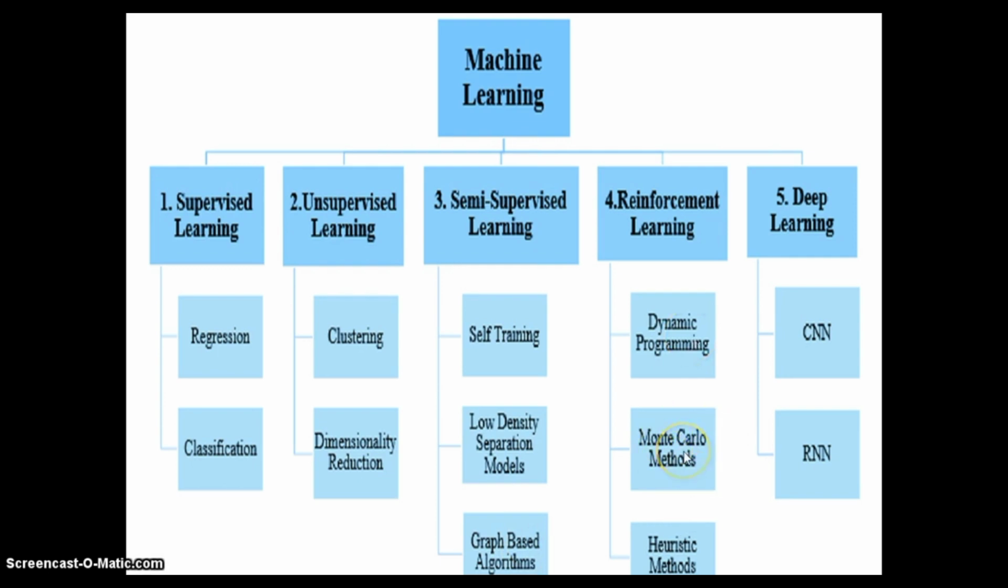It is one of the machine learning methods which is used for prediction. Next is the heuristic methods. In deep learning, we will have artificial neural network, convolution neural network, RNN, recursive neural network. So all these neural networks fall under the category of deep learning.